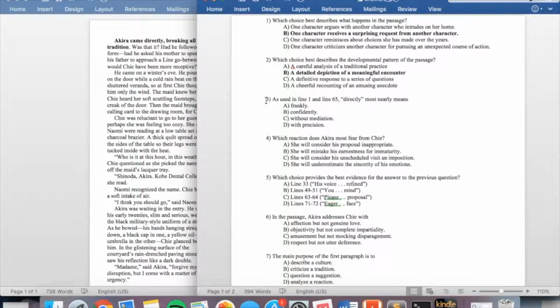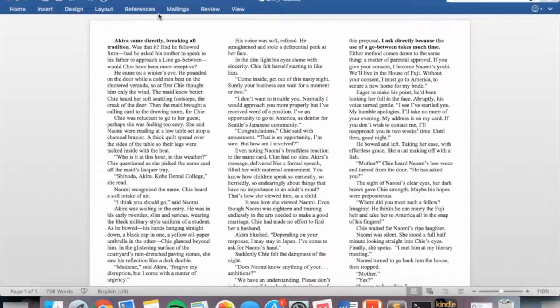All right, question 3. As used in line 1 and line 65, directly, most nearly means, etc. So this is one of those very specific ones where we can look at one word and just cherry pick it in the passage. So I've highlighted or bolded here again where it's used. Line 1 right here, a hero came directly, breaking all tradition. This gives us a little bit of information, but really with these questions, you're going to need to use a little bit of context.